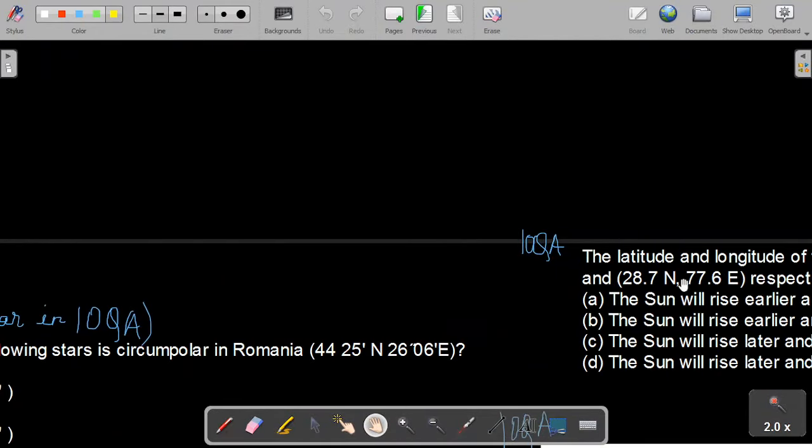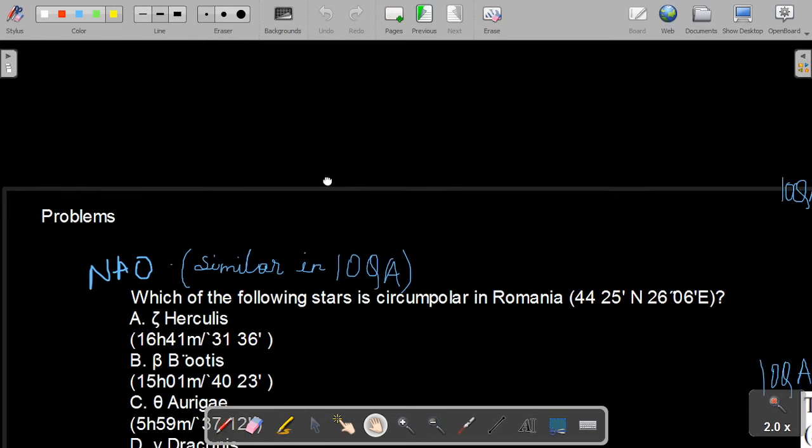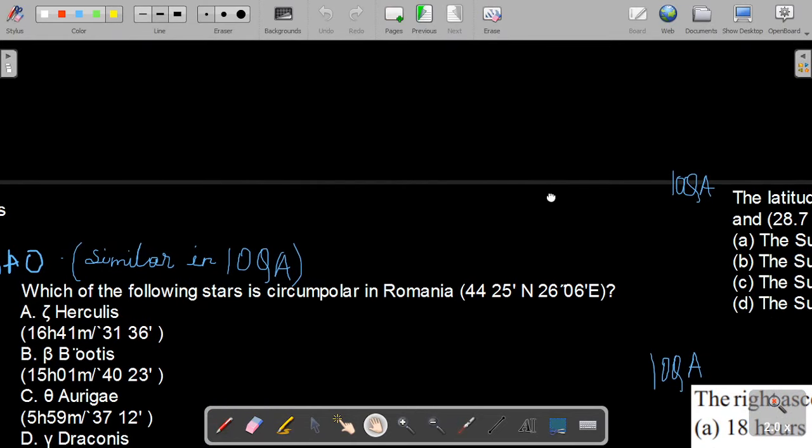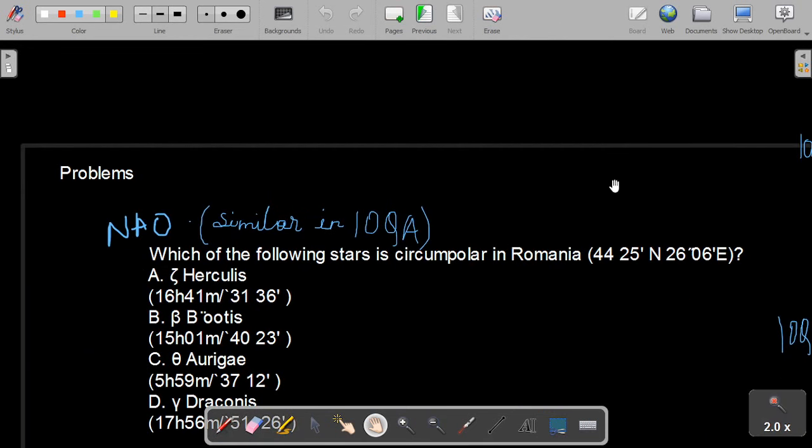Now let's move on. So this was one question asked in the IOQA last year. It was: for what latitude of the observer is a star circumpolar if it makes an angle of 10 degrees from the NCP? You needed to find the latitude of the observer. You can see this question in the IOQA 2021 part 1 paper.